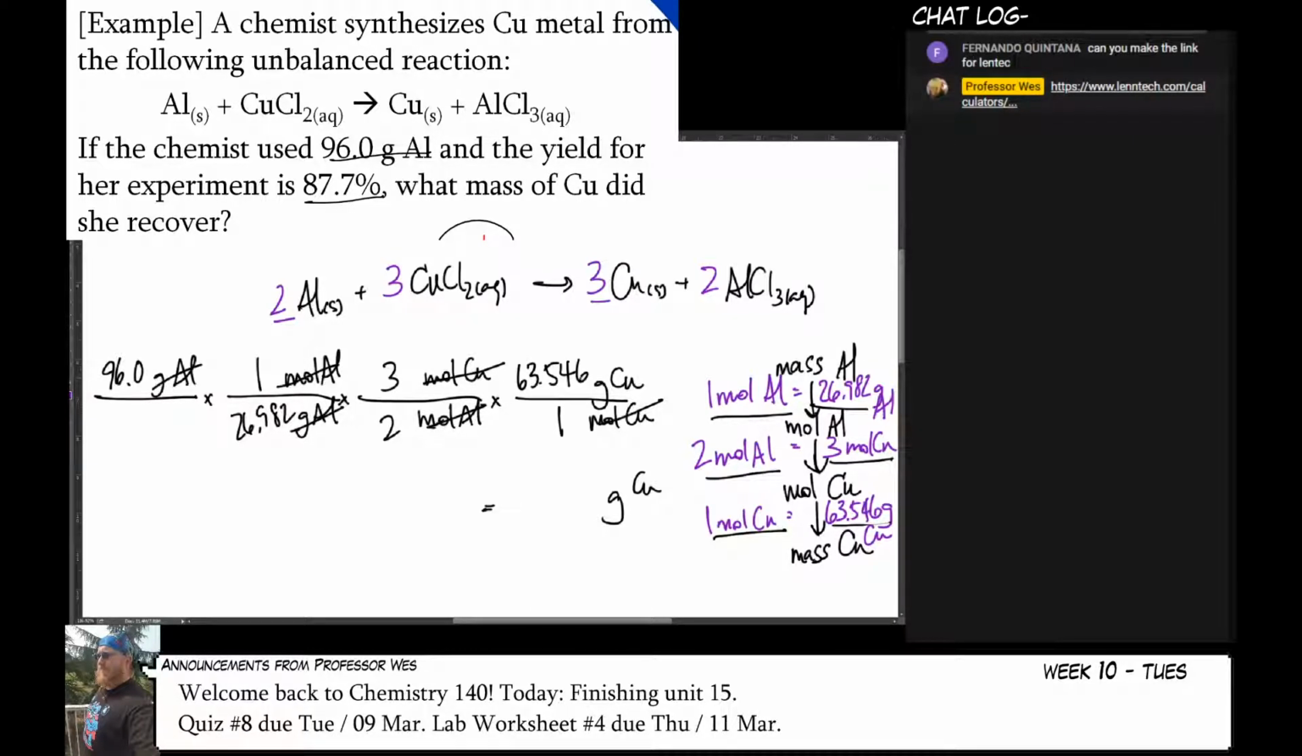Now we'll punch it in the calculator. And I got 339.138, but I only get to keep 3 sig figs anyway. 339 grams of copper.